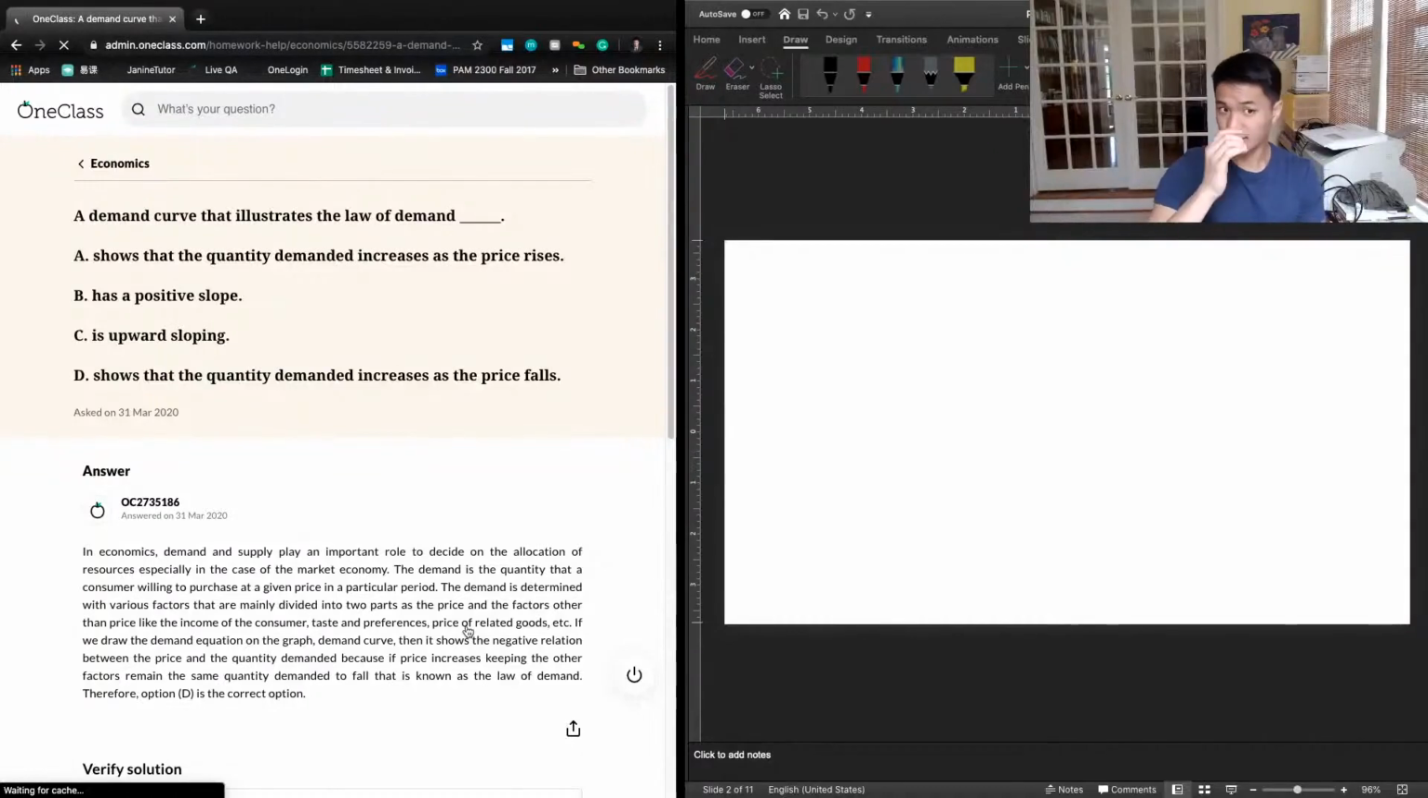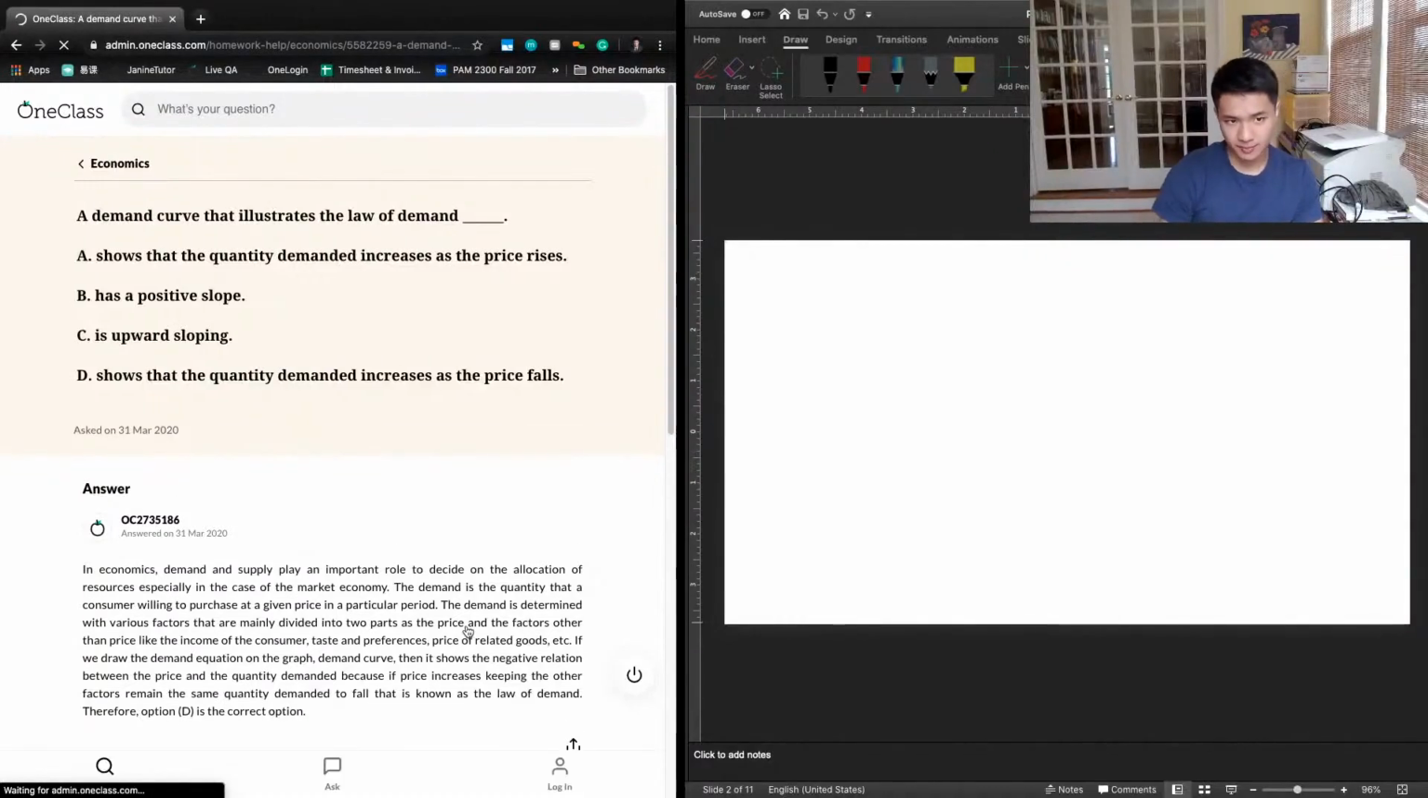The next question says, a demand curve that illustrates the law of demand blank. And so the first answer choice says A, shows that the quantity demanded increases as the prices rise. B, has a positive slope. C, is upward sloping. Or D, shows that the quantity demanded increases as the price falls.